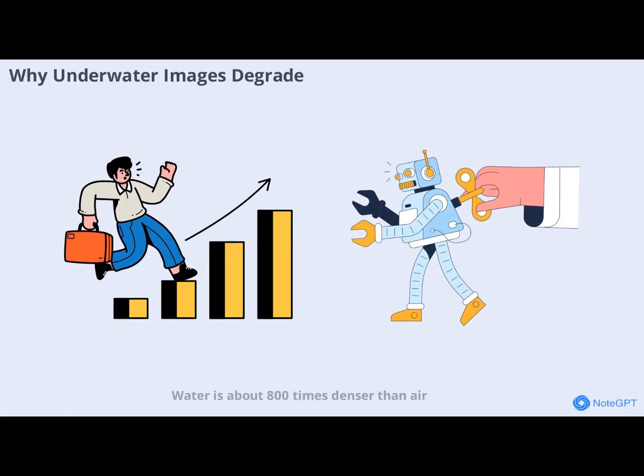Water is about 800 times denser than air, causing light to scatter and absorb more rapidly. When light enters water, only a portion penetrates, and it's further scattered by particles like sand and minerals. This scattering reduces the amount of light reaching objects, resulting in images with poor visibility and color distortion. As a result, underwater images often appear hazy with muted colors and low contrast. Understanding these challenges is the first step toward developing effective enhancement techniques.